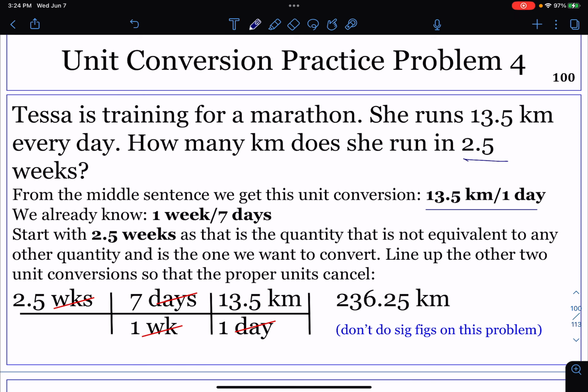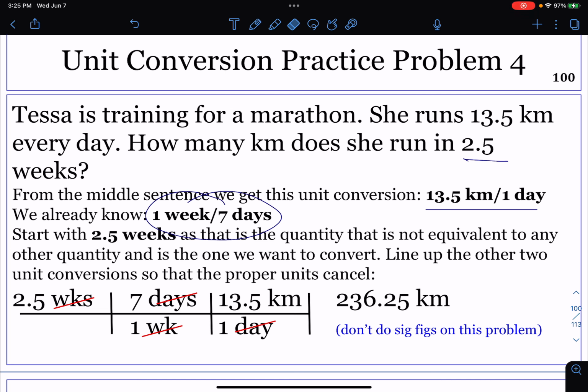Well, let's go ahead and use this unit conversion first because it includes the week. This one would not get to cancel anything with the 2.5 weeks. So we put the 1 week on bottom, 7 days on top, and that is how we get to cancel our weeks. And then we have the 1 day on bottom and the 13.5 kilometers on top so that our days get to cancel. Multiply across the top, divide across the bottom, and we get 236.25 kilometers.